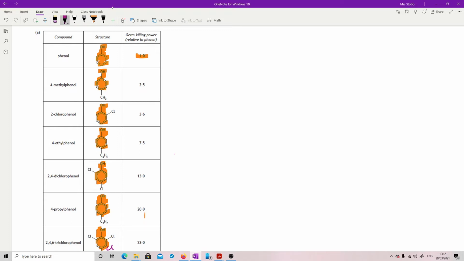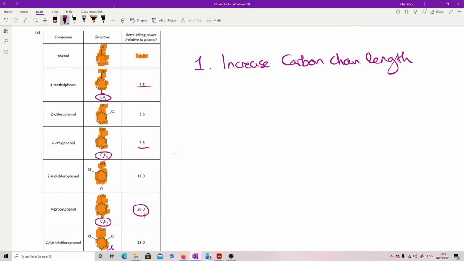So all of them are increasing down here. Let's look at what's changed. This one has added a methyl group, and it's gone up. I'm looking for similar things. Here I've got an ethyl, 7.5, and here a propyl, and it's gone up to 20. So one: increase carbon chain length. That is a connected carbon chain, so you can say alkyl. What you can't say is increased number of branches, because this is the same branch, it's just got bigger. So be careful with that one.